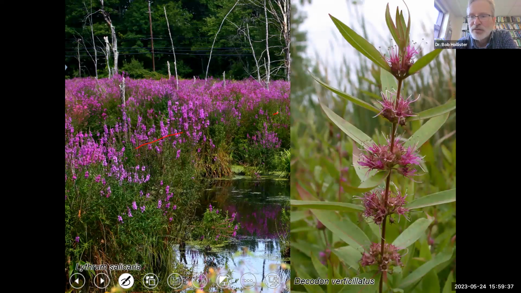However, you got to be a little careful. Decodon here is the native. So it looks quite a bit different. The purple loosestrife is all terminal inflorescence. Decodon is leaf axil as well. But again, look for those stamens. If you got two different size stamens, then it's probably the Lythraceae.